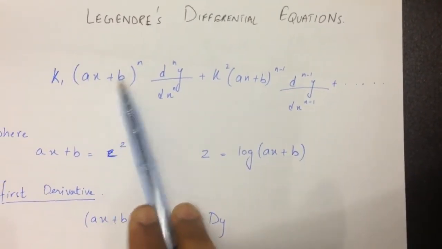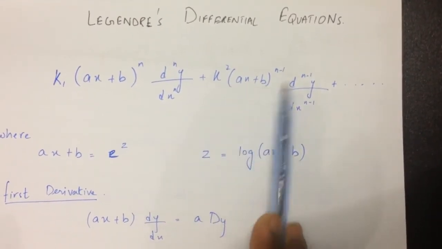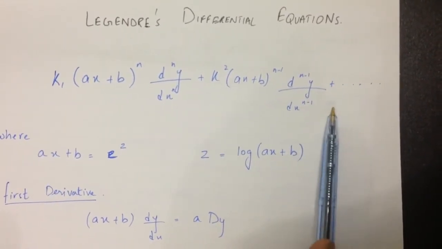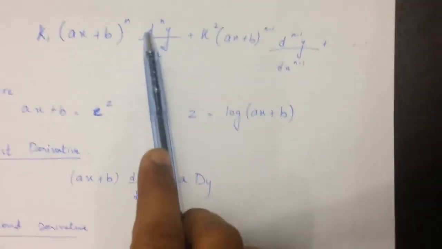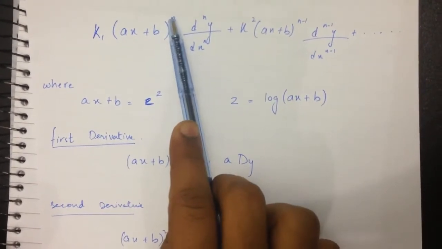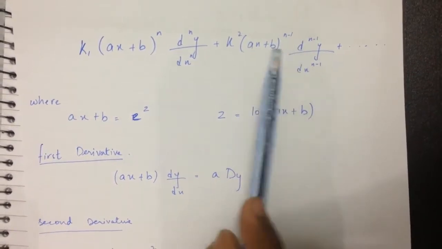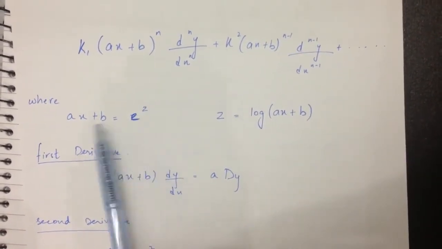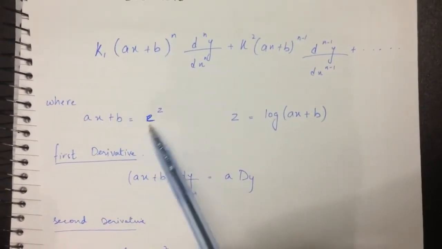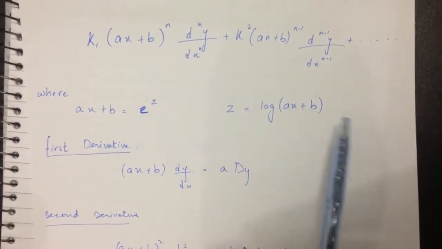For example, (ax + b)^n d^n y over dx^n plus (ax + b)^(n-1) d^(n-1) y over dx^(n-1). For example, if we have d^2 y over dx^2, then our value of n equals 2, and if we have n equals 1, then this is ax + b. In this, we let ax + b equal e to the power z. Then z turns out to be log(ax + b).